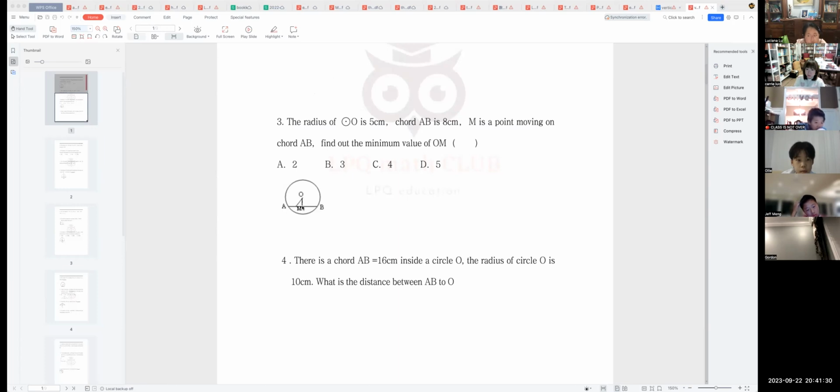Of course it's here, right? So this is the moment when OM is perpendicular. Very good. It's perpendicular to AB. When it's perpendicular, M is here. So now I want to find out the minimum value of OM.